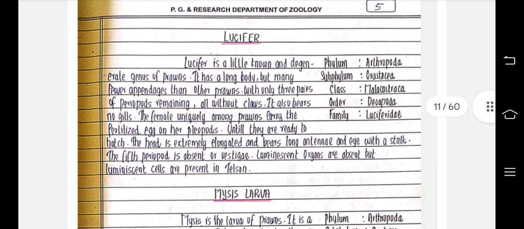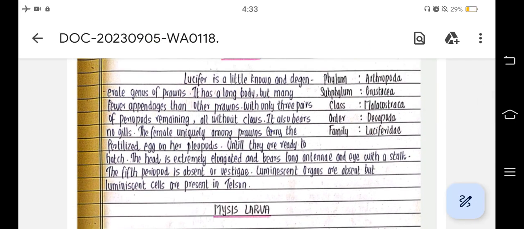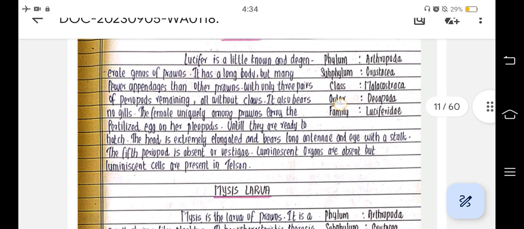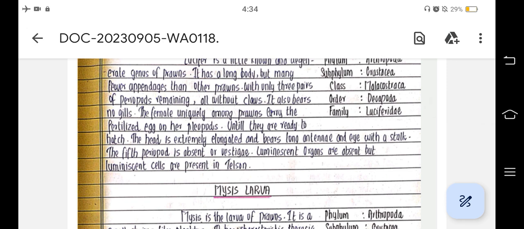Then Lucifer. Lucifer is a little known and degenerate genus of prawns. It has a long body but many fewer appendages than other prawns, with only 3 pairs of periopods remaining, all without claws. It also bears no gills. The female, uniquely among prawns, carries the fertilized eggs on her periopods until they are ready to hatch.